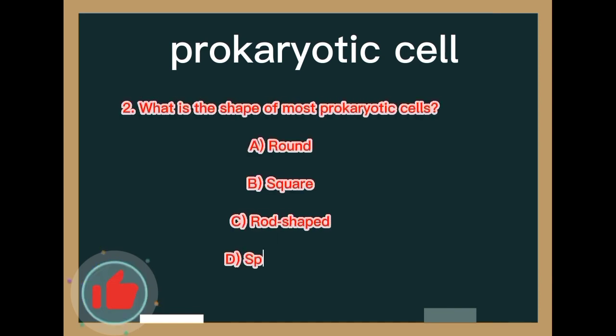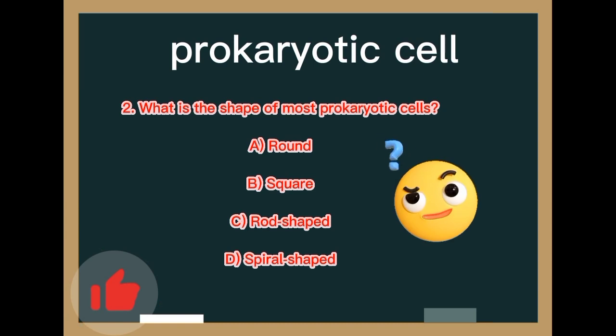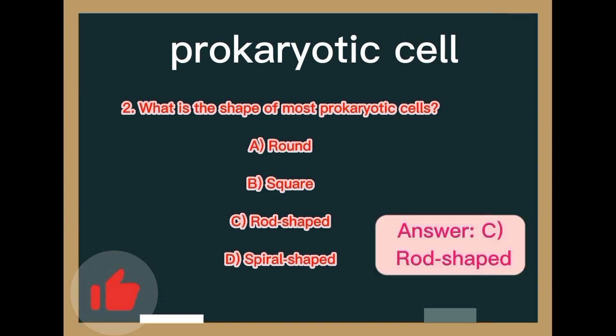2. What is the shape of most prokaryotic cells? A. Round. B. Square. C. Rod-shaped. D. Spiral-shaped. Answer C. Rod-shaped.